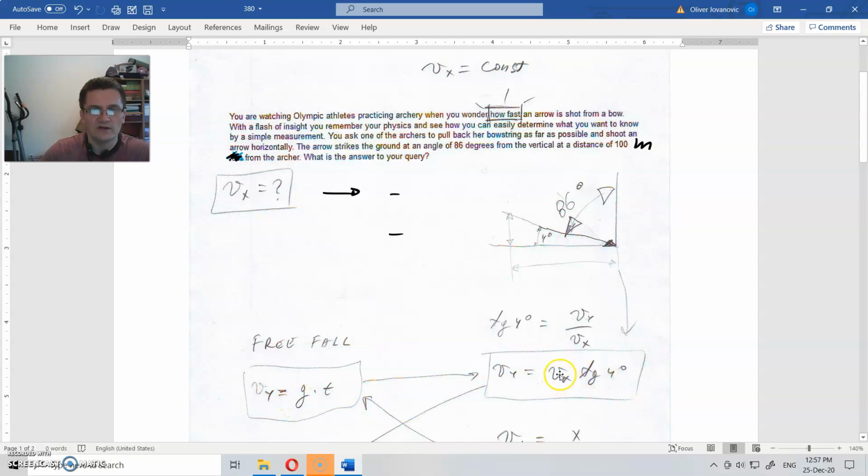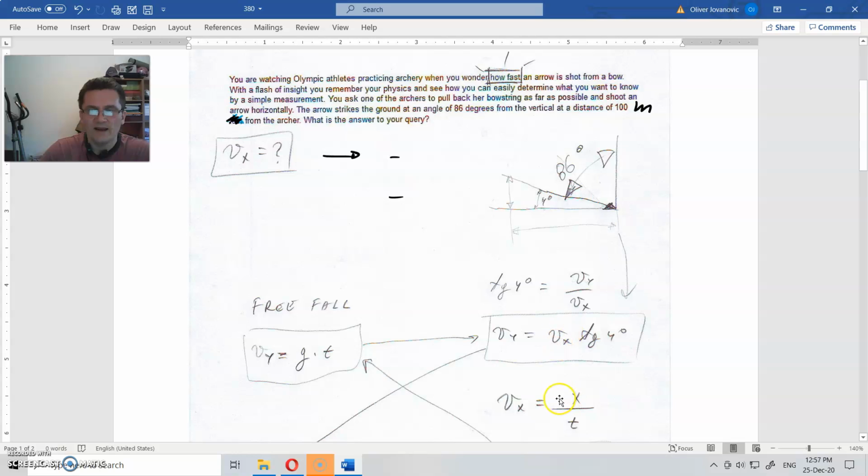So we have two equations. Now, horizontal motion from here to the end of the flight is described with this: Vx is equal to x divided by t. Why is this? Because horizontal motion, when the arrow leaves the bow, is constant. Why is it constant? Because there is no force exerted in the horizontal direction. So therefore, Vx is equal to x divided by t, where x is the distance. And that distance is 100 meters.